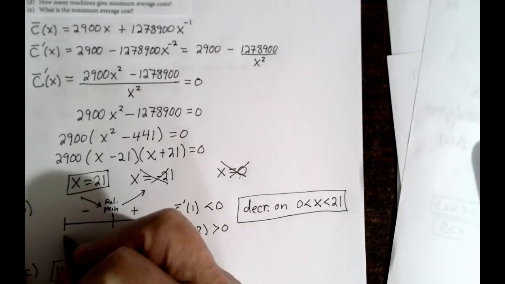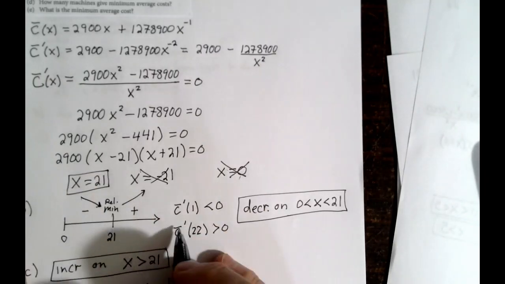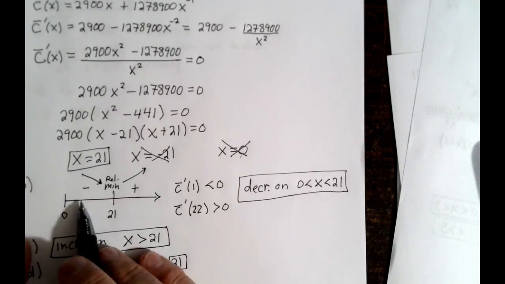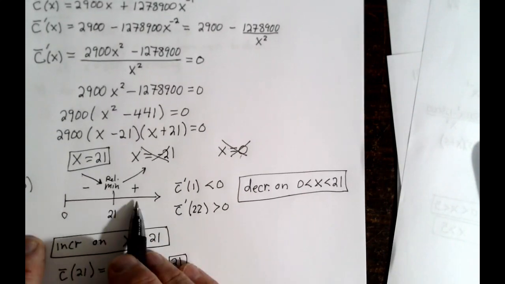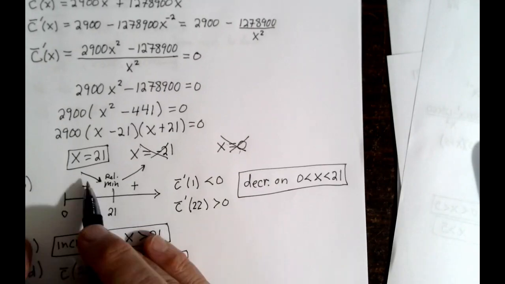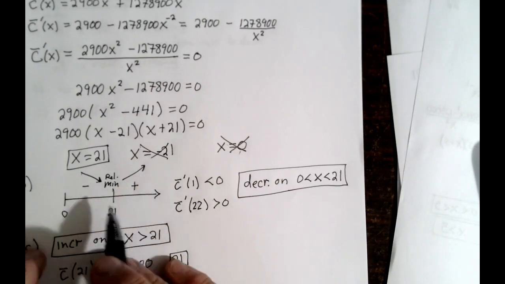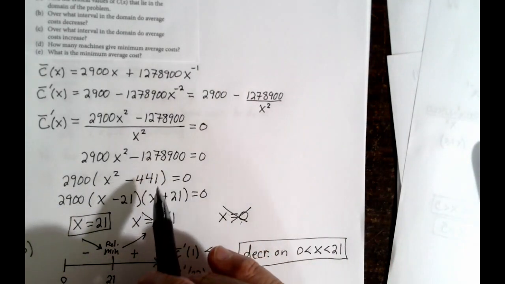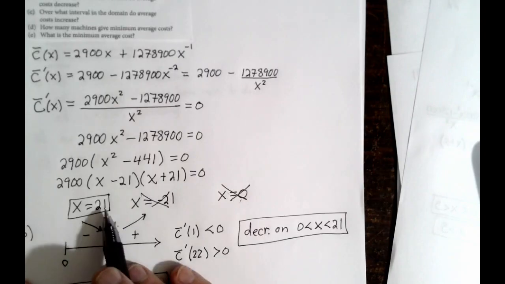So if we're looking at greater than 0 to infinity, and we divide the number line using 21, we can check numbers in this region like 1, and we can check 22, and we get minus plus, so that means it's a relative min. So, question part A says find the critical values, 21.